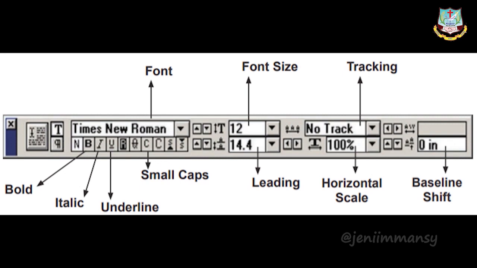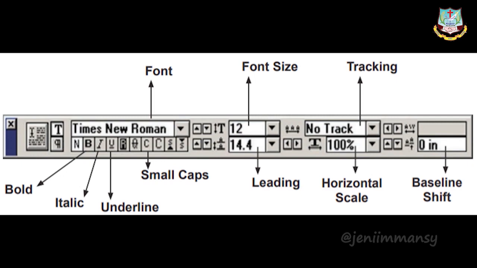In this palette we'll have the font style. Here it is given as Times New Roman, and then the font size, here it is 12, right? That is the font size. And then tracking details, here it is no tracking, and then baseline shift, horizontal scale, leading, small caps, underline, italics, bold. These are the tools in the character control palette.